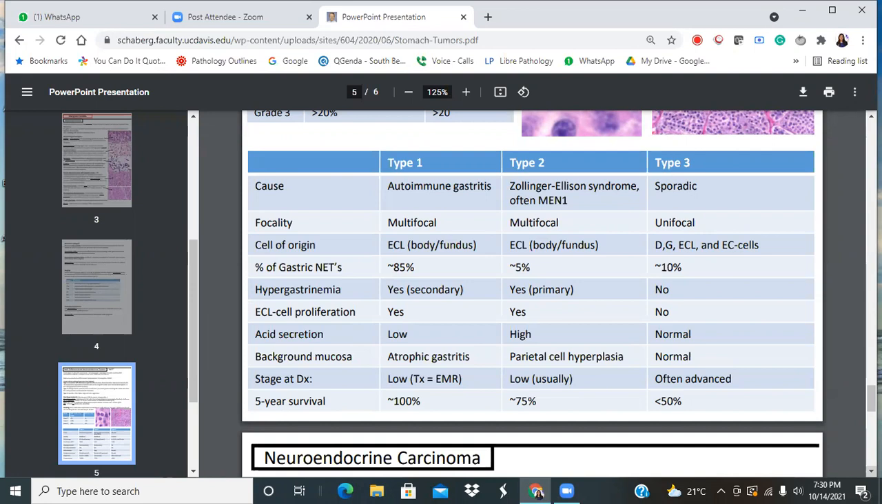Type 2 is Zollinger-Ellison syndrome, often with MEN1. Multifocal, ECL is the cell of origin. It's not very common, 5%. Hypergastrinemia and ECL cell proliferation are present. Acid secretion is high. Background mucosa shows parietal cell hyperplasia. Stage at diagnosis is low. 5-year survival is 75%. Type 3 is sporadic, unifocal. Cells of origin are D, G, ECL, and EC cells. It's 10% of gastric NETs. No hypergastrinemia, no ECL cell proliferation. Acid secretion normal. Background mucosa normal. Stage at diagnosis is often advanced, and 5-year survival is less than 50%.